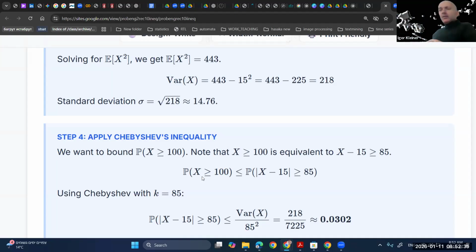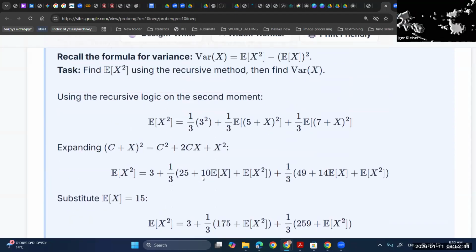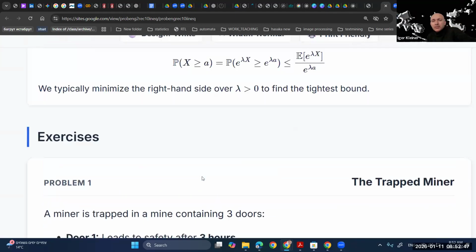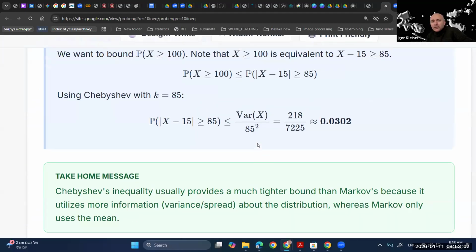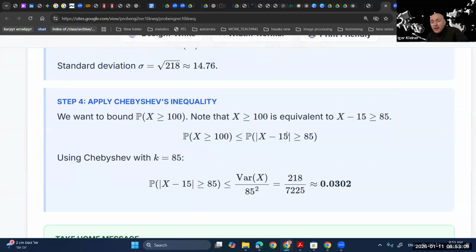Make sense? I could have written x minus 30, but you want to use Chebyshev inequality, and you need this form: the probability that the absolute value of x minus its expectation. The expectation equals 50. You want to use this form because it's the theorem. And now by Chebyshev inequality, this probability is less than or equal to the variance of x divided by 85 squared, which equals 0.03.